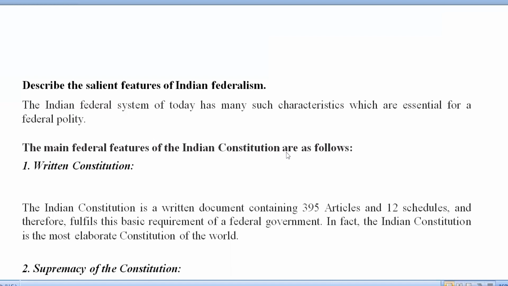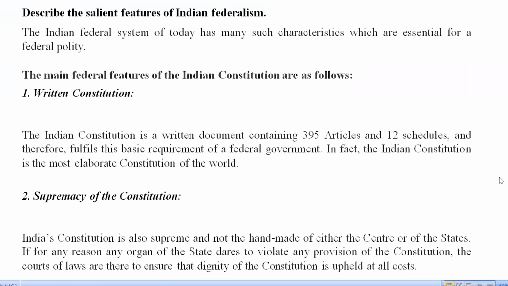So the question is: describe the salient features of Indian federalism. The Indian federalism of today has many such characteristics which are essential for a federal polity. The main federal features of the Indian Constitution are as follows. It is a written constitution.